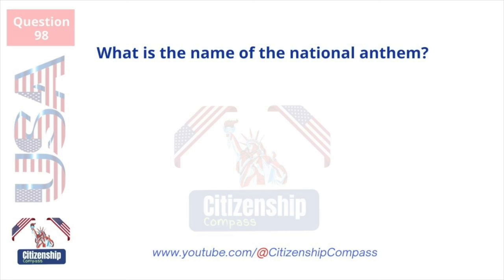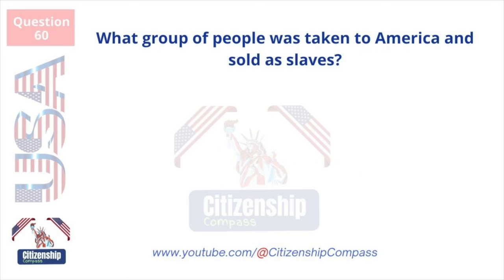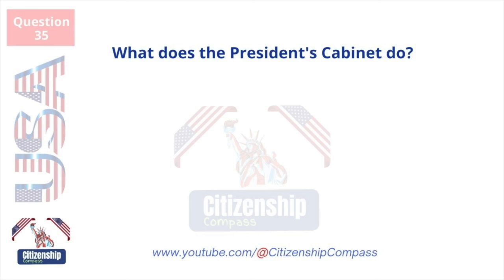What is the name of the national anthem? The Star-Spangled Banner. What group of people was taken to America and sold as slaves? Africans. Name your U.S. representative. What does the president's cabinet do? Advises the president.